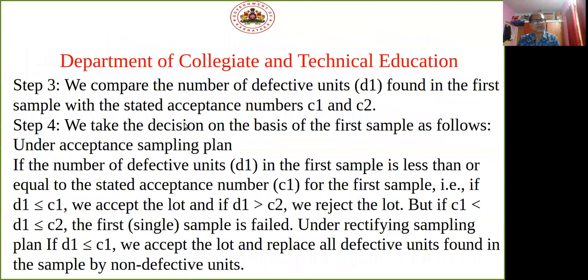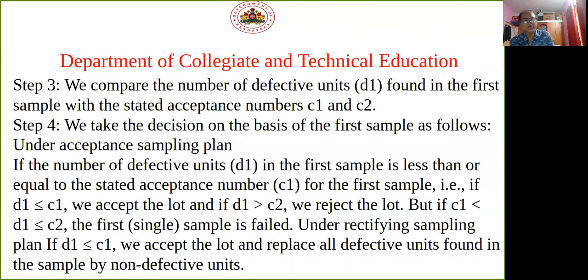Next, the third step: we compare the number of defective units D1 found in the first sample with the stated acceptance numbers C1 and C2. Whatever D1 we get, we need to compare it with C1 and C2. In the single sampling plan, we used to compare D1 with C1 itself. Now there are two samples to draw and two acceptance numbers, C1 and C2. That's why once you get D1, you compare it with C1 and C2. So that is the third step.